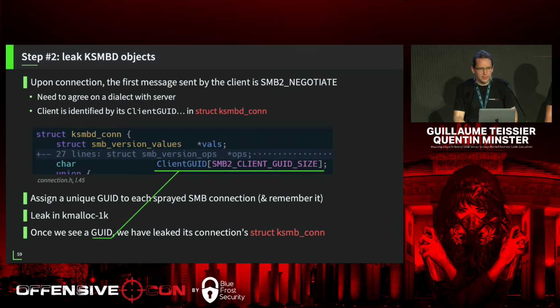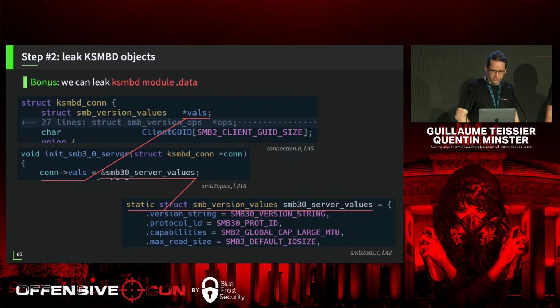To do that, recall that in SMB2 negotiate, we mentioned earlier that the client sends a GUID. That GUID is stored in the ksmbd_conn object. So when we trigger write leak in the kmalloc-1k slab after our spray, if the data we get back contains a GUID, we know it's a ksmbd_conn object, and we know precisely which one it is, because we choose unique GUIDs for each connection. That enables us to know that we leaked one object and precisely which one it is, and make use of its values. Those values contain notably a pointer to KSMBD module static data. So that allows us also to de-randomize the KSMBD load address. That will come in handy later.